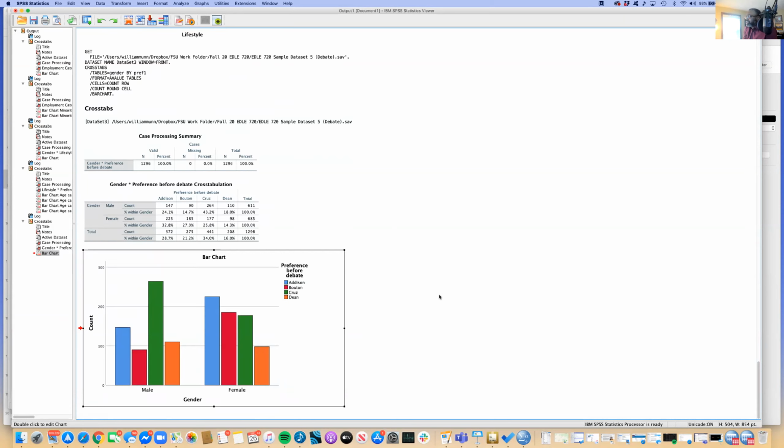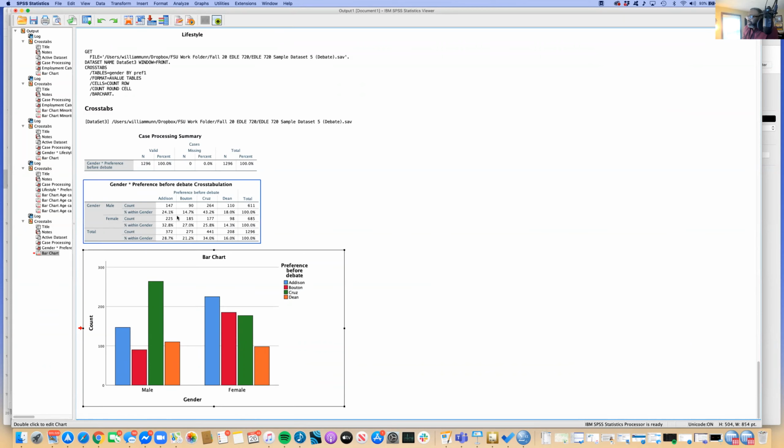So the males, what's the candidate that males prefer most? Cruz. Females, who do they prefer most? Addison. Great. And how does Bolton fare with males? Low. Worst, right? But for females, he is the second most popular, right? Second. Yeah, we see with Dean that they're just about the same, male and female.